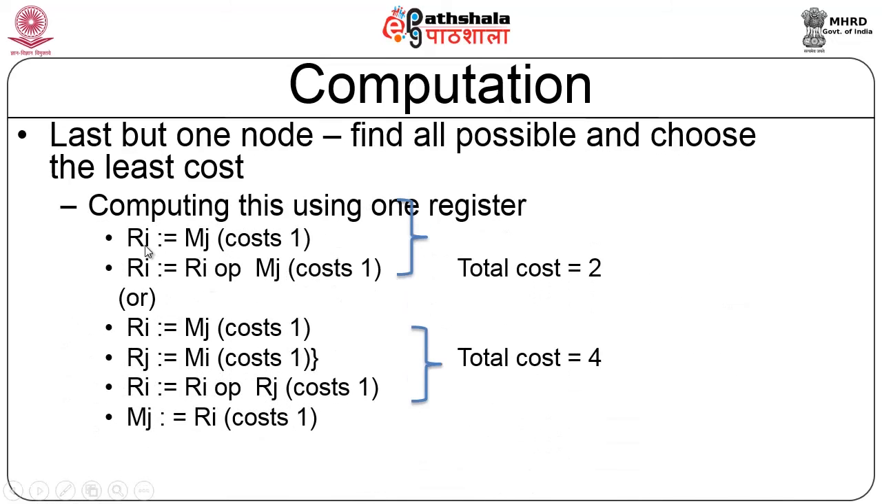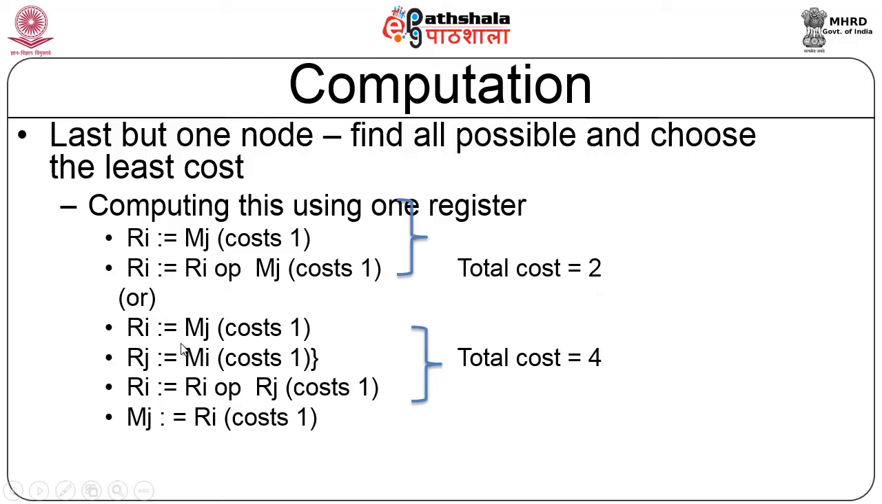That is the only thing I am trying to do here. So, this is the same thing. This is because it is already in memory only. So, I have to move it to register. I can then use Ri is equal to Ri operator Mj. Since I can use 1 register, I need not move this back to memory. Okay, that is going to cost me 2 units.